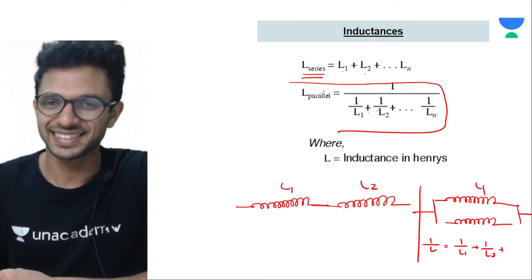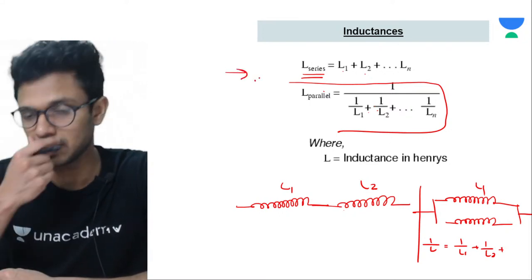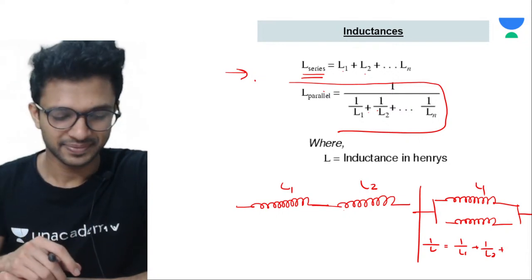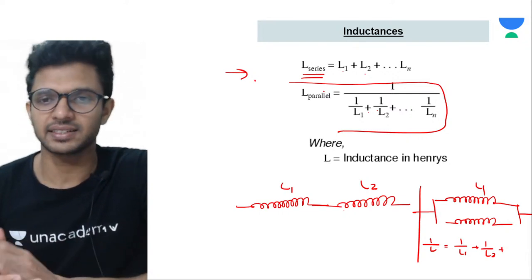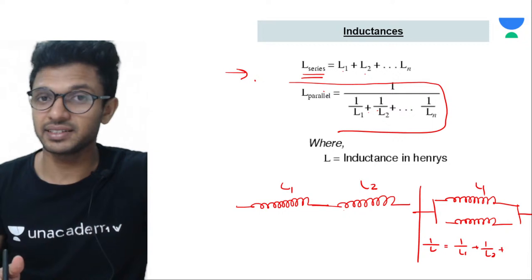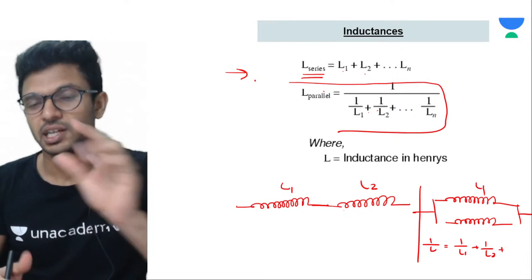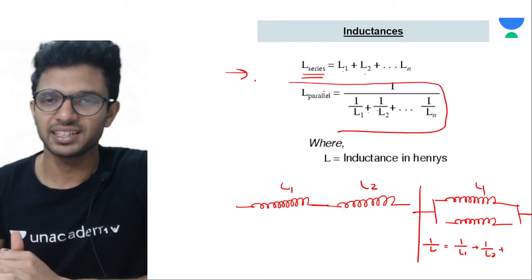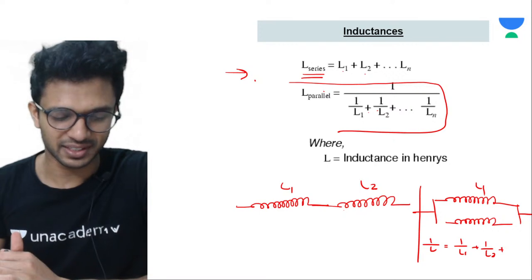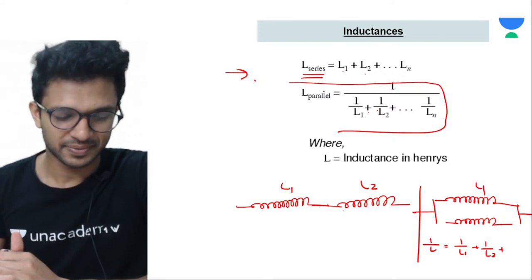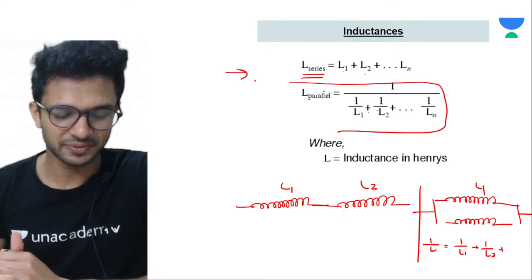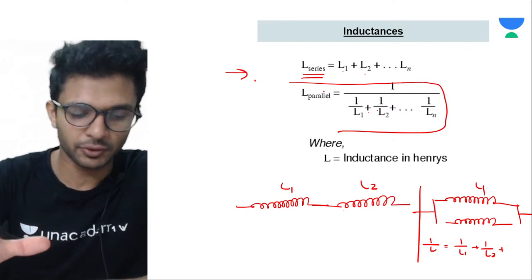Those who don't know these formulas, please write them down. Just like resistors. A capacitor is actually opposite to a resistor, but in the case of inductance, it is the same as that of a resistor. Okay, so you have written down all the formulas.